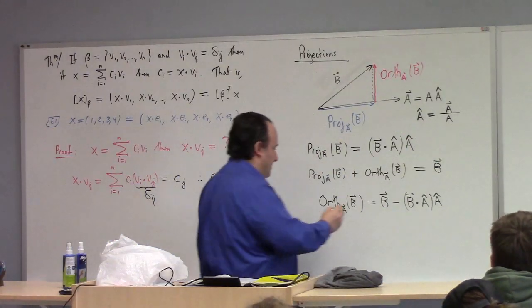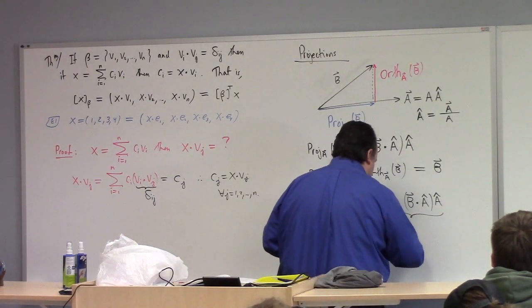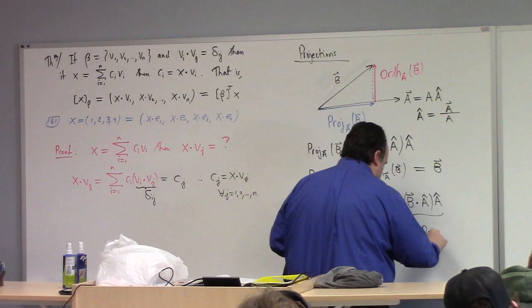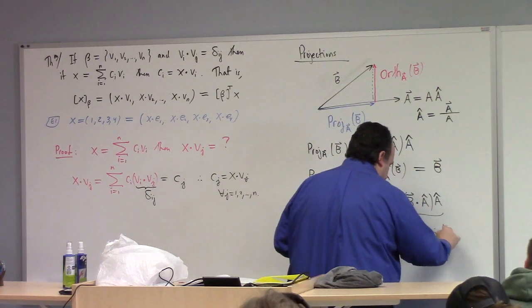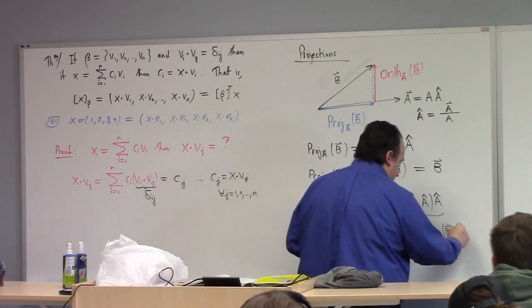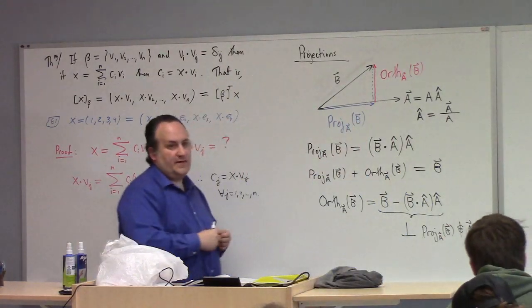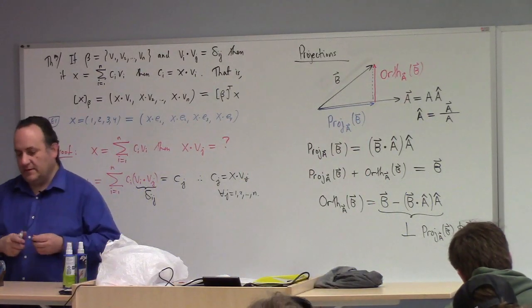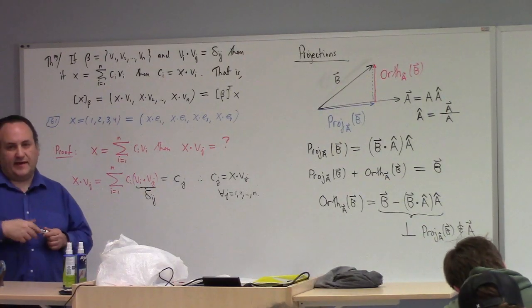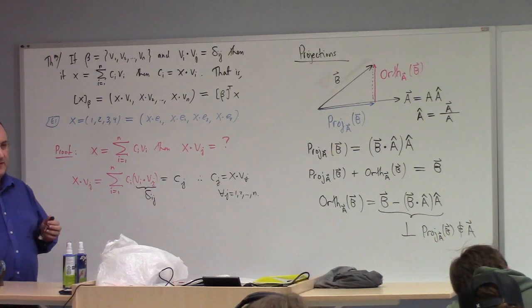This vector will be perpendicular to the projection of B, and also A itself. All right. If you're perpendicular to a vector which is a multiple of A hat, you're perpendicular to any scalar multiple of that.